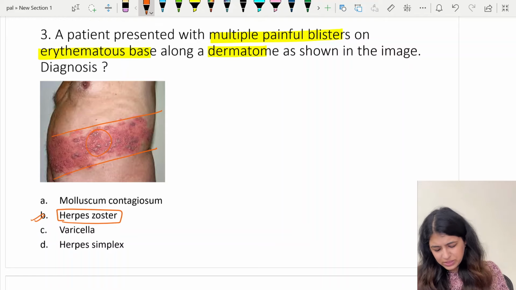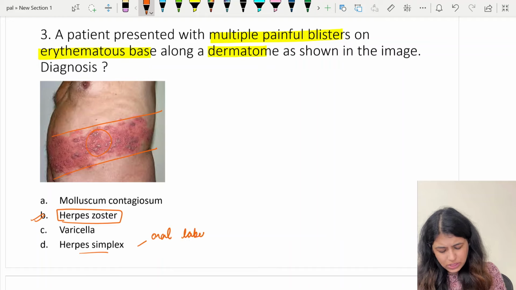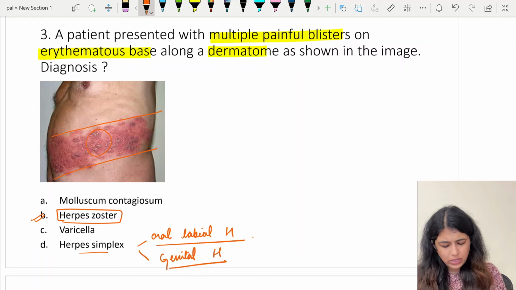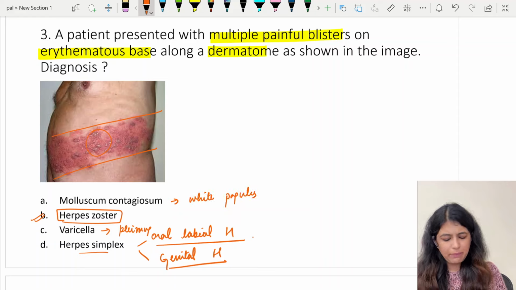Let us still look at the other options now. Herpes simplex. Now, herpes simplex virus can cause 2 important diseases: orolabial herpes or genital herpes. Well, there's a long list that's caused by HSV1, but here I'm talking about orolabial and genital herpes. Again, the location and the dermatomal distribution would not be seen. Varicella would present with pleomorphic lesions all over the body and not along a dermatome. Molluscum contagiosum would be pearly white dome shaped papules.